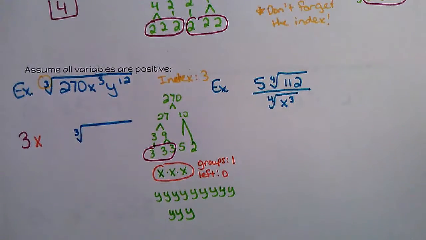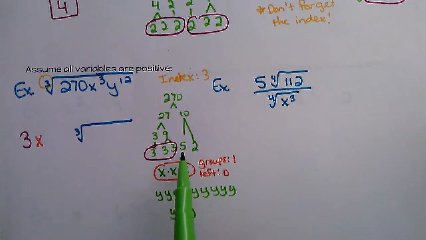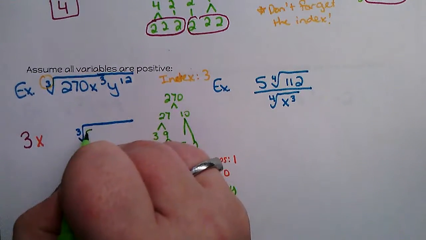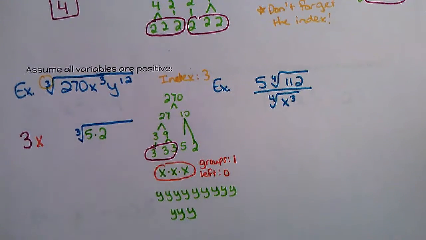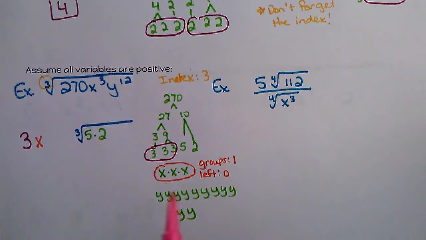Don't forget your index. Okay, so let's talk about these two numbers real quick before I move on to the y's. See how there's a 5 and a 2? That 5 and the 2 stay under the radical because they couldn't escape. Okay, next I have the y's.